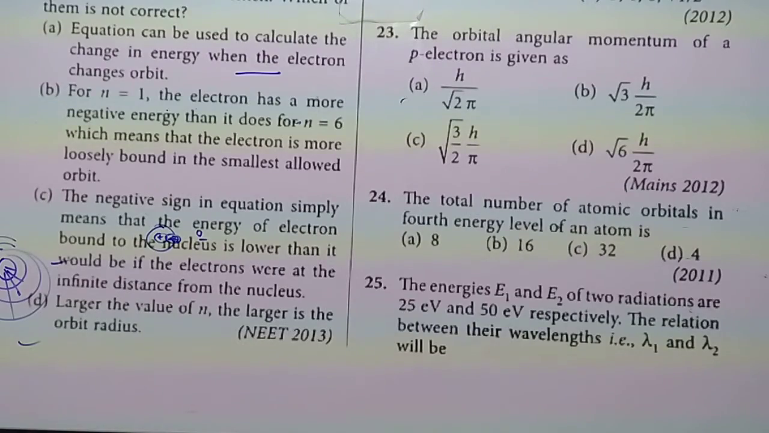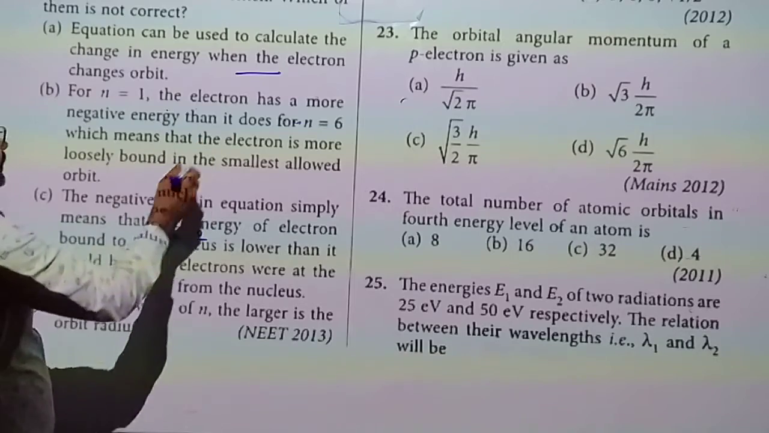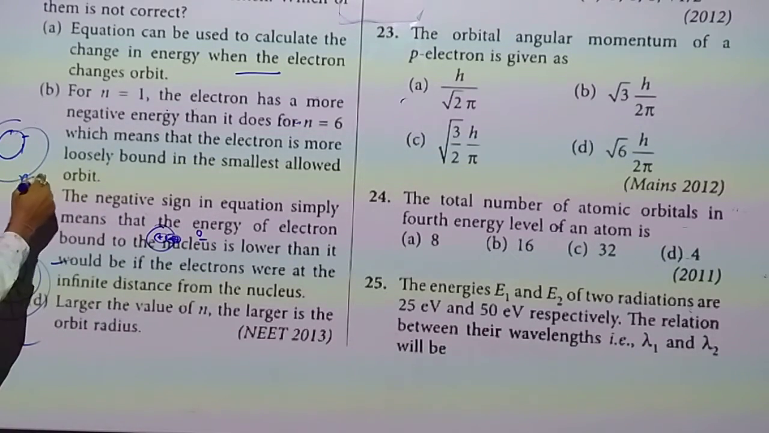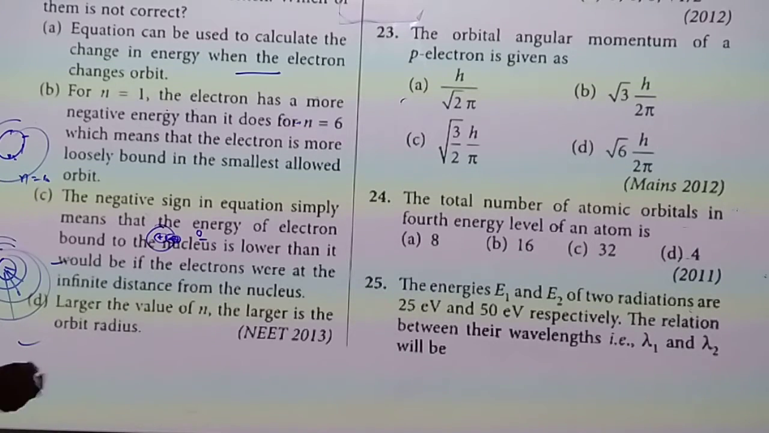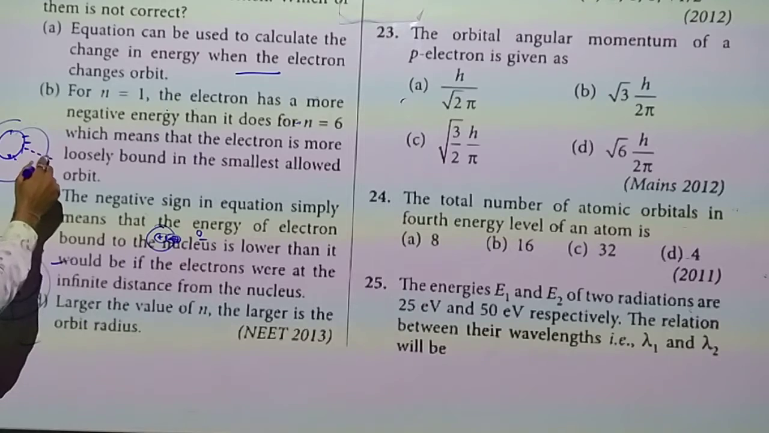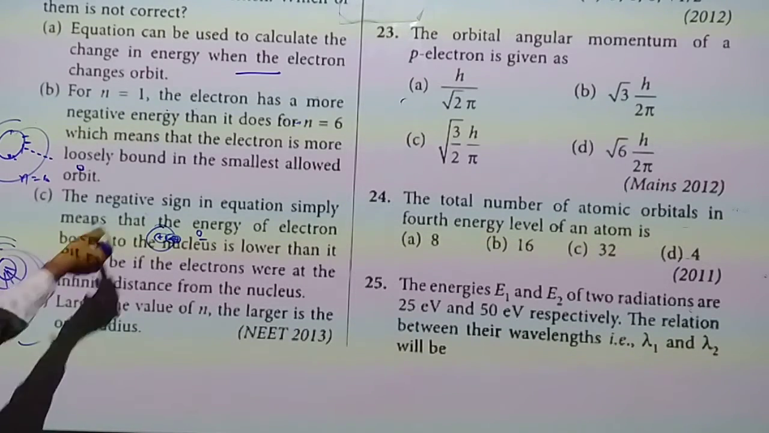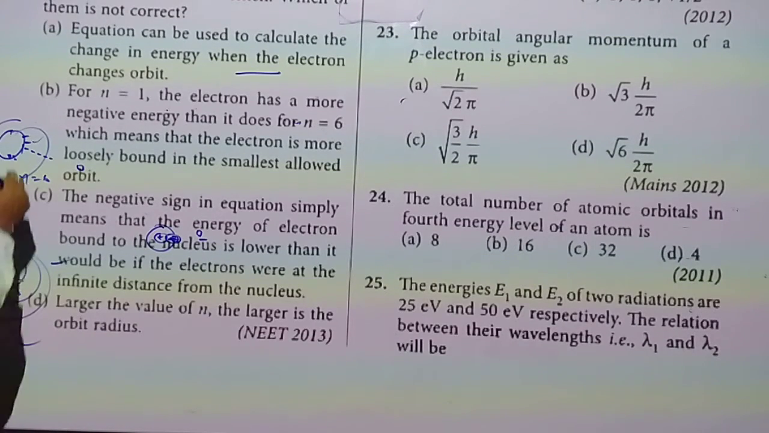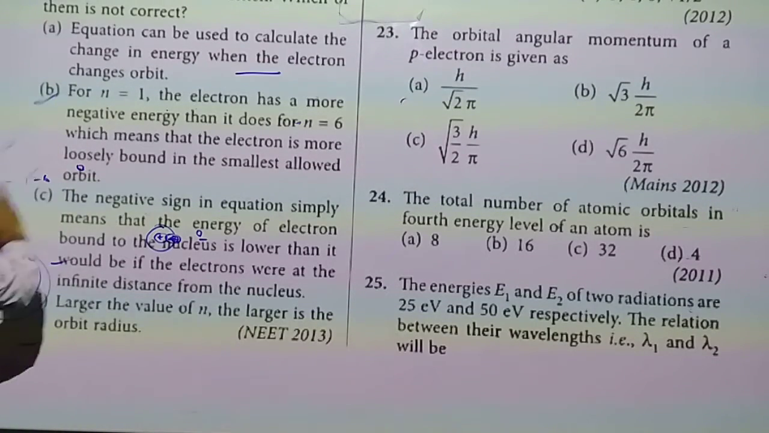Why? N equal to 1, the electron has a more negative energy. Yes. N equal to 6. This one will be more negative, right? Yes. Then it becomes less and less and goes to 0. Going inside means more negative, that is correct. Electron is not more loosely bound. More negative means it is more tightly bonded. So the answer will be B.